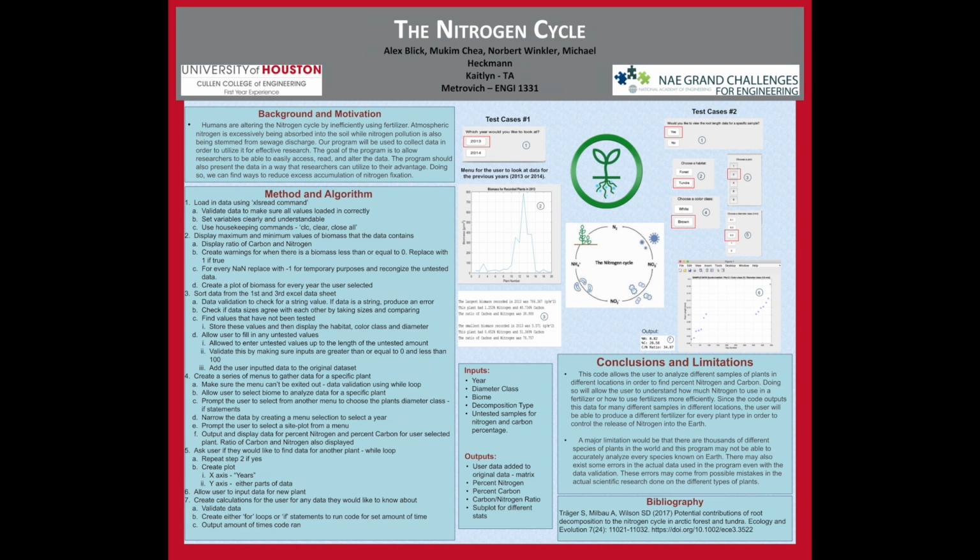For the biomass levels, once it displays the lowest and the largest, there is a warning for when there is a biomass that's less than or equal to 0, and we replace it with 1 in that case. And every value that is NaN, which is not a number, we replace with -1 for temporary purposes. The -1 also means that it's an untested data sample.